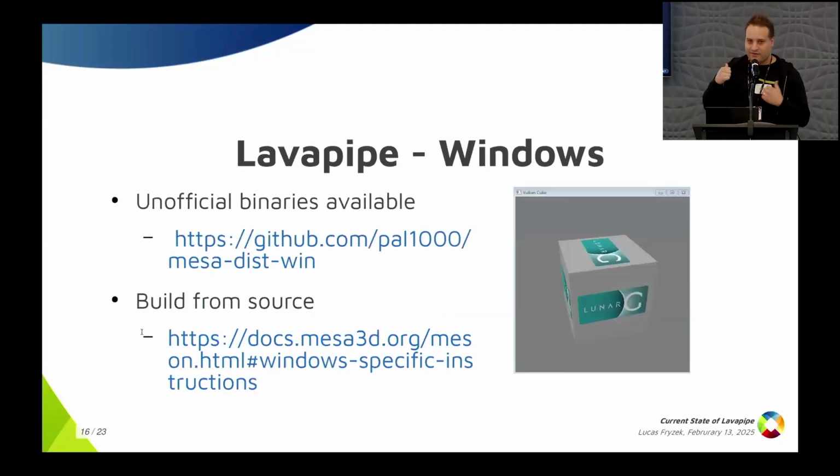Now, for platforms. For Windows, unfortunately, there are no official binaries, but there is an unofficial Mesa package for Windows that provides Lavapipe, as well as a number of other things inside Mesa, such as Zink and Dozen, which are layered driver implementations: OpenGL on top of Vulkan, and Vulkan implemented on top of DirectX. You can also build from source on Windows. There's documentation inside the Mesa project that tells you how to do that. There are not too many dependencies besides having LLVM and a C compiler.